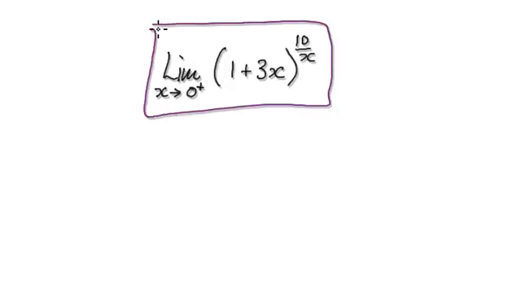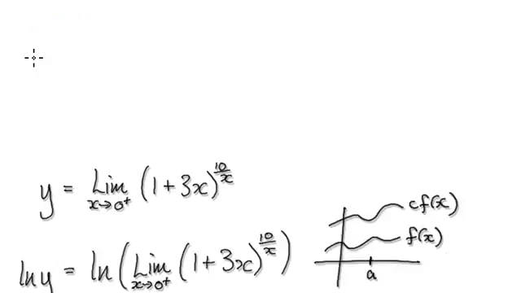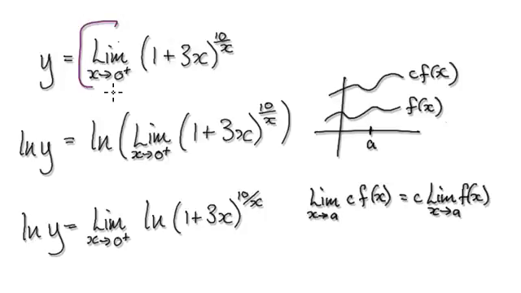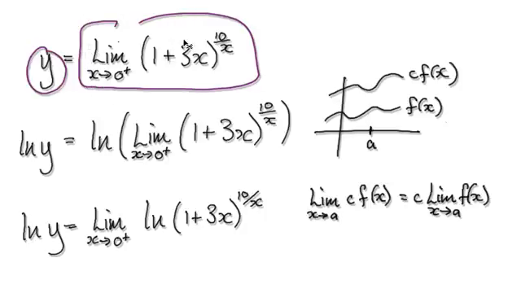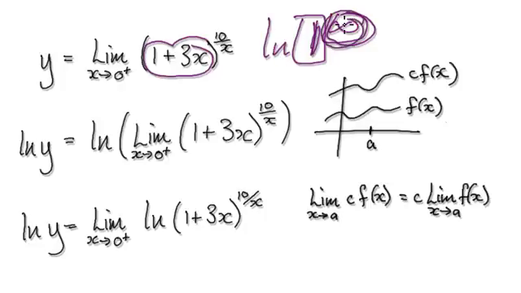So we are trying to find the limit of this. Let's just say the limit of this is the number y. So here we've got 1 to the power of infinity. So we've got one thing to the power of another thing. We should think about logs. Whenever that happens, we should think about logs.